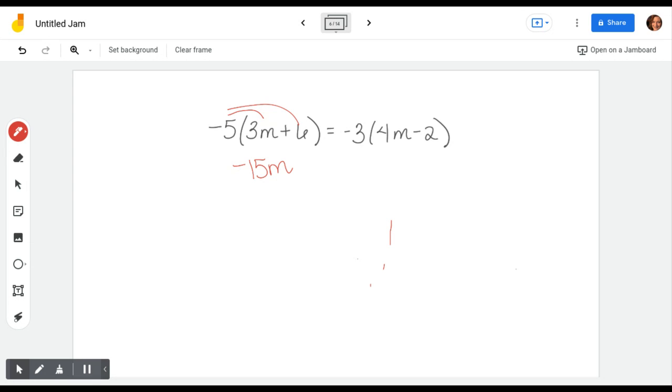Negative 15m and then minus 30 equals, distribute. This would be a negative 12m. And then watch out with those signs. Negative 3 times negative 2, that's a plus 6. Okay, I need to get my m's together. I could add the 12m, but I'm going to add the 15 because looking ahead, I know that'll leave me with a positive. So I'm going to add 15m to both sides.